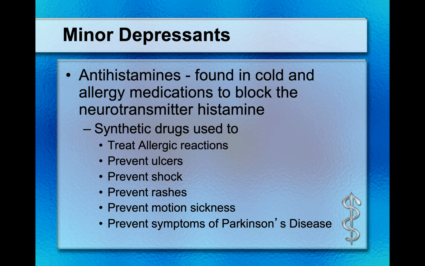Antihistamines are found in cold and allergy medications to block the neurotransmitter histamine. The synthetic drugs are used to treat allergic reactions, like Claritin, prevent ulcers, like Prilosec, prevent shock, prevent rashes, prevent motion sickness, and prevent symptoms of Parkinson's disease.